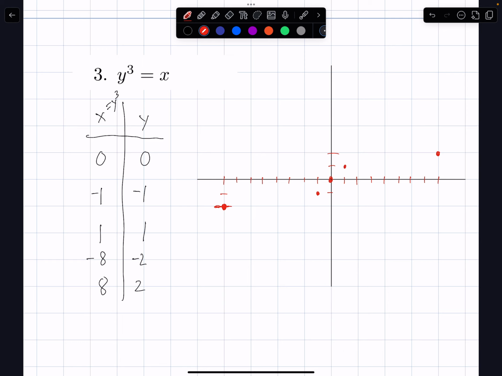Okay, so now connect the dots. Wish me luck, guys. Something like that. Okay, it looks like a 2nd grader drew that, but you get the idea.